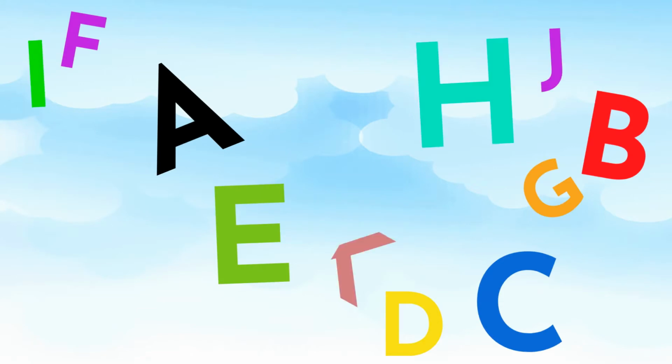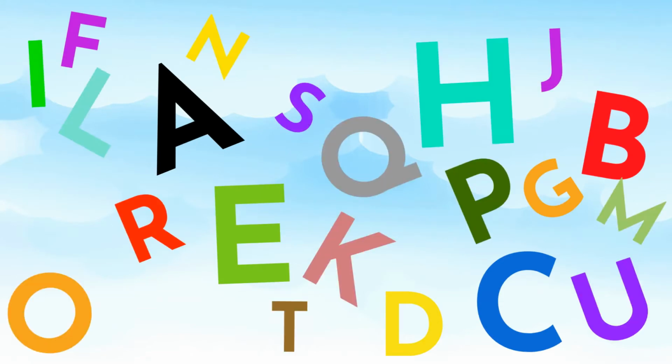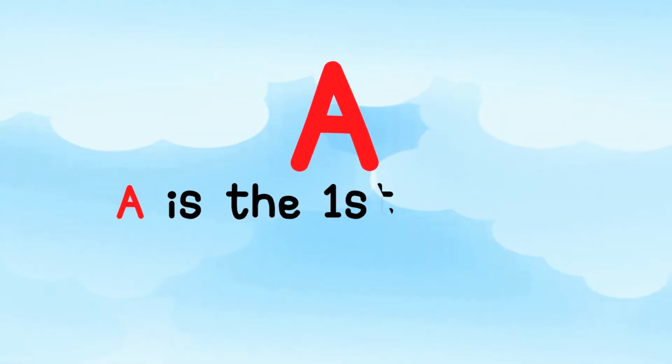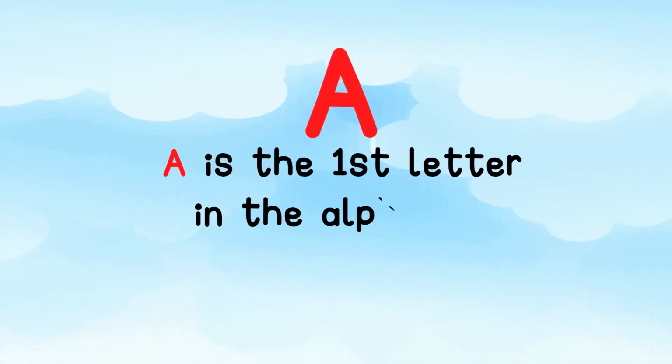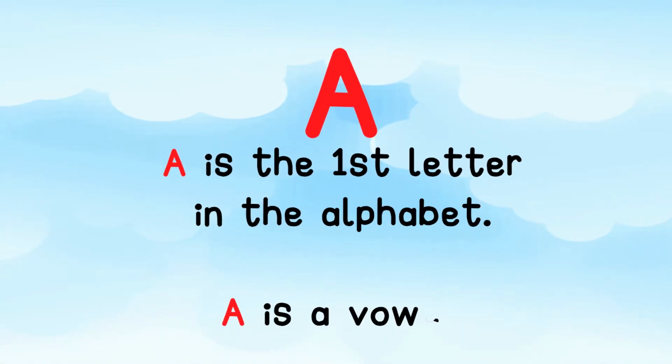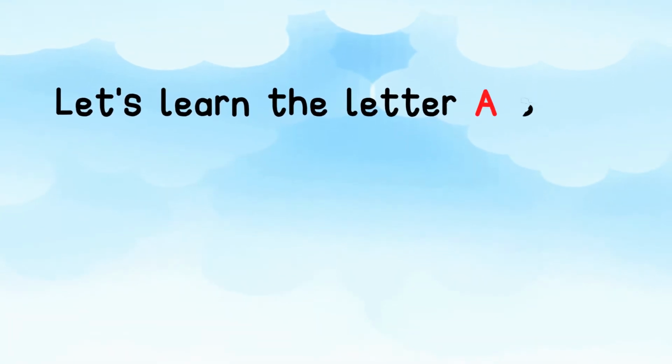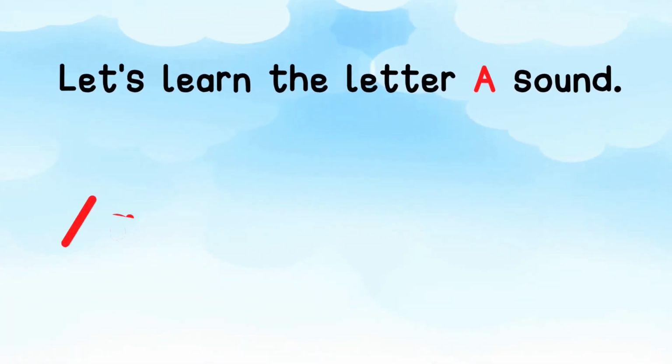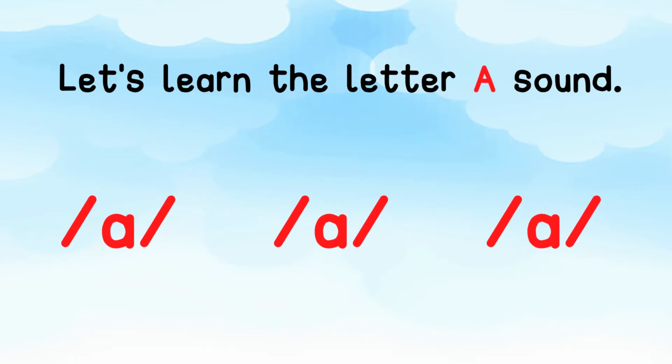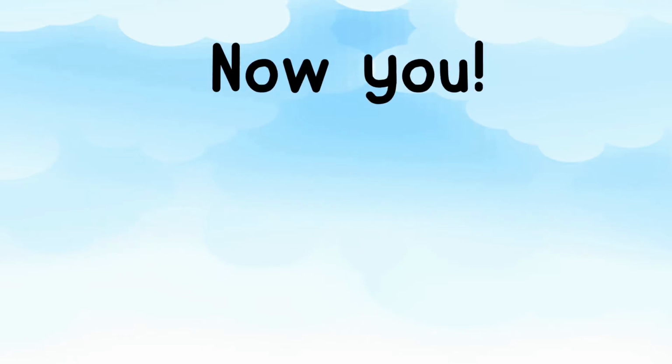Did you know there are 26 letters in the alphabet? Let's learn about one now. Here comes A. A is the first letter in the alphabet. A is a vowel. Let's learn the letter A sound. A goes a. Now you.